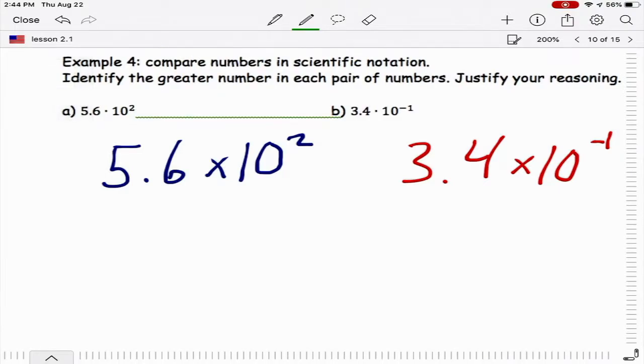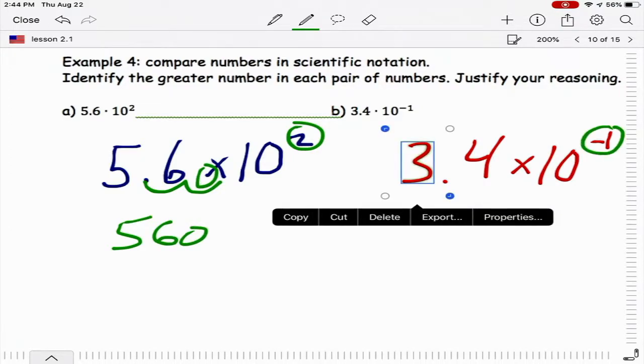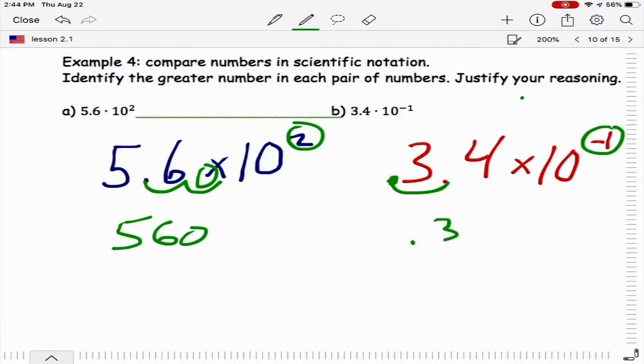A little trick here. You can convert both of these into standard form if you want. If you convert both of these into standard form, obviously the one that's bigger is your answer. So I'll just do that real fast. This is telling me to move the decimal 2 spaces to the right. 1, 2. So it's 560. And this is telling me to move the decimal 1 space to the left. So it's 0.34. And then obviously which one's bigger, 560 or 0.34. Then you go $560 versus 34 cents. This is the bigger number.